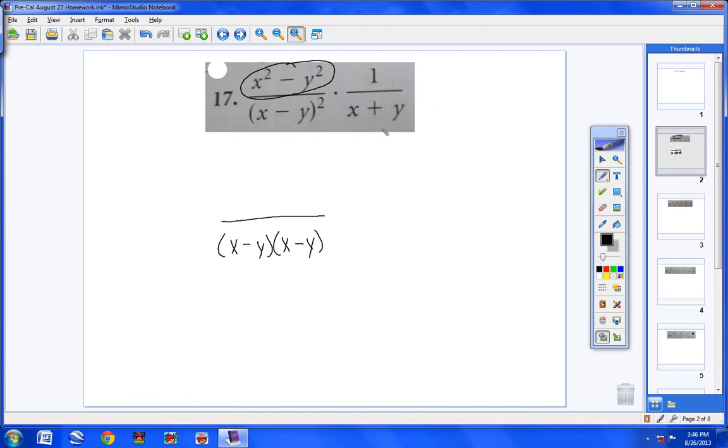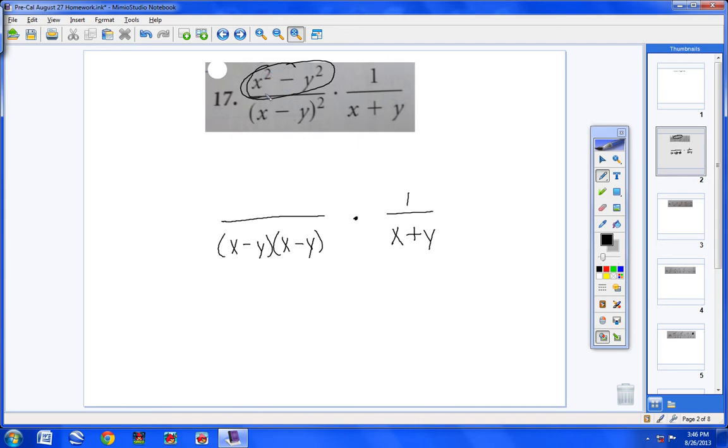Now, as you guys can see, there's really no factoring I can do to this fraction over here. I'm just going to go ahead and bring it down. So 1 over x plus y, okay? However, I can do some factoring to this binomial. Step 1, there's nothing common to pull out. Am I left over with a bi or a tri? Well, I'm left over with a binomial.